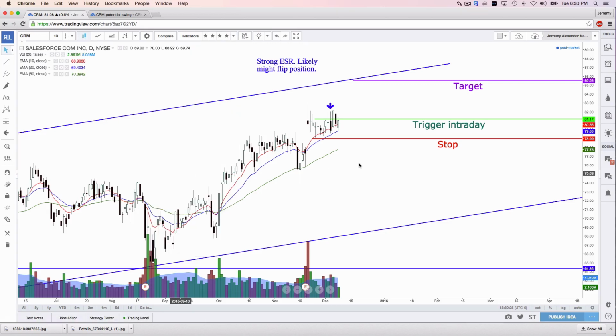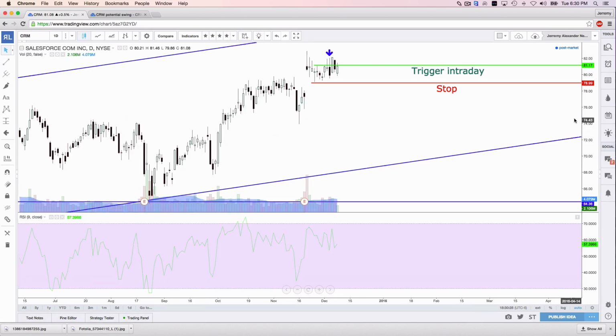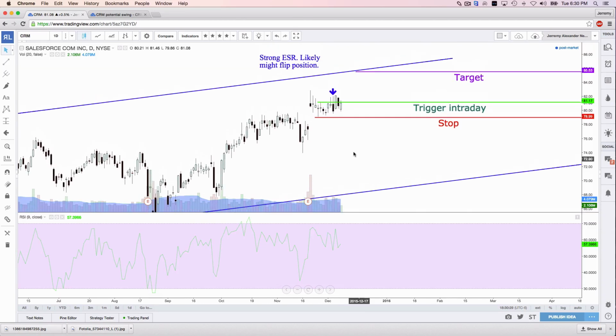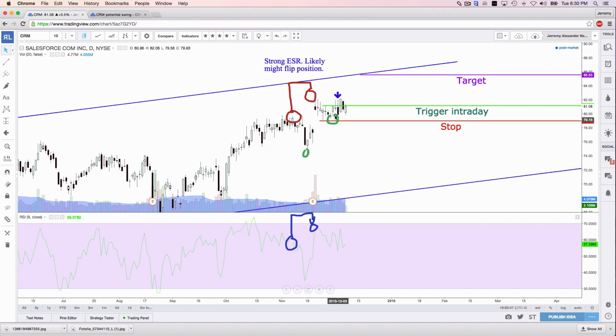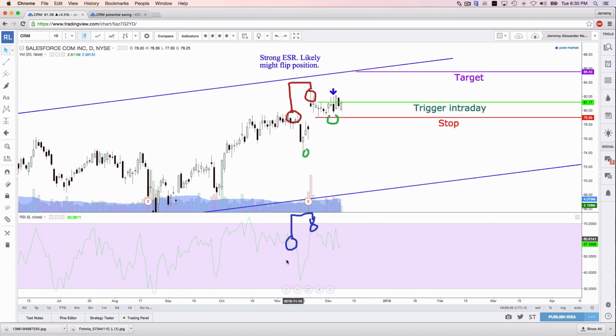So let me hop back over here to Salesforce and just look at this for a moment. And let's ask ourselves, from here to here, the stock made a higher high. Would you guys agree with me? Stock made a higher high. So did RSI that same time make a higher high? And the answer is yes. Okay, from here to here, the stock made a higher low. Did RSI make a higher low? And the answer is yes. So no real divergence there.